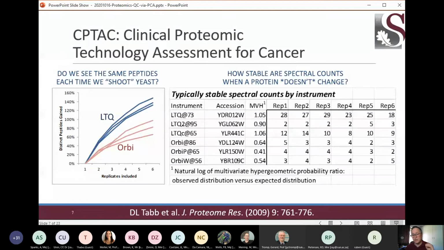This is the amount of variability we see when there is no change in the sample. In each of these 6 replicates, exactly the same sample is getting shot. So this is a sampling technology. Necessarily, there is going to be some amount of variability that appears just by random chance.